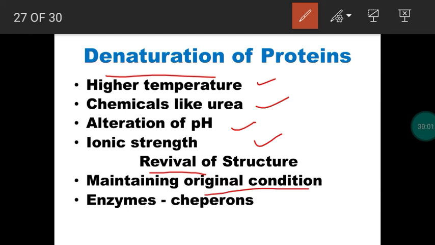Before denaturation, what was the condition? What was the temperature, pH? So the same conditions have to be maintained again, then only will the structure change again into the three-dimensional structure, or else we can add some enzymes. One more question: chaperones. When we add this enzyme chaperone, this is also one of the proteins. This protein will make other proteins change their structure into three-dimensional form.